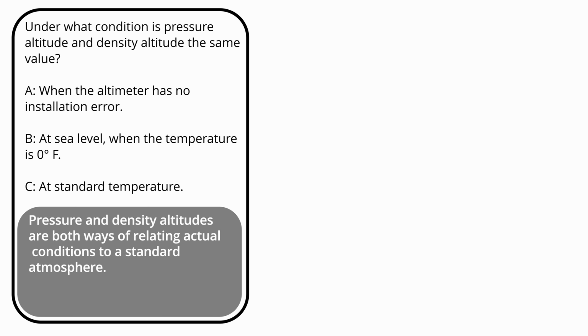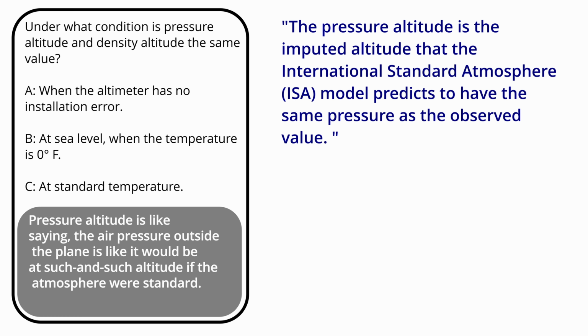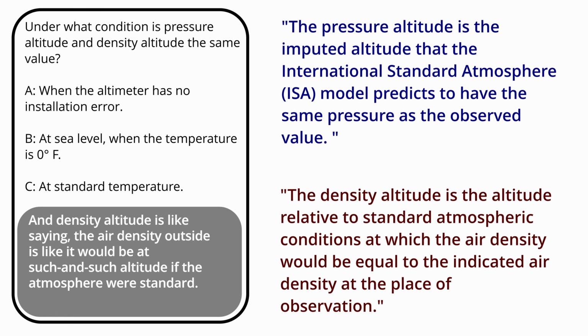Pressure and density altitudes are both ways of relating actual conditions to a standard atmosphere. Pressure altitude is like saying the air pressure outside the plane is like it would be at such and such altitude if the atmosphere were standard. And density altitude is like saying the air density outside is like it would be at such and such altitude if the atmosphere were standard.